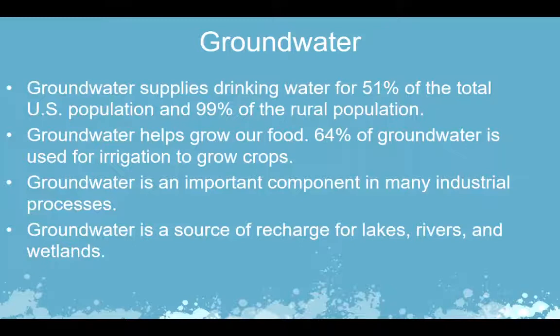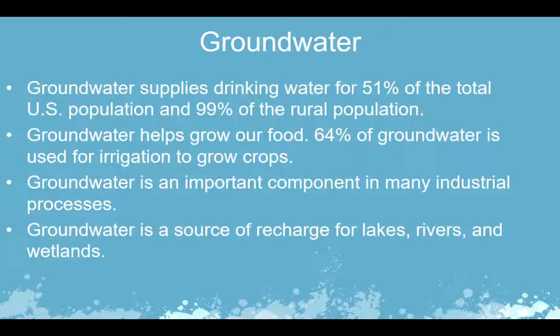Groundwater turns out supplies drinking water for about 51% of the total US population and 99% of the rural population. If you don't live inside Eugene proper, you have a well drilled on your property, you're using groundwater. And groundwater helps to grow a lot of our food. If you guys go ahead and read through that Apocalypse River blog, you'll see that a whole bunch of our agriculture is reliant on this groundwater.